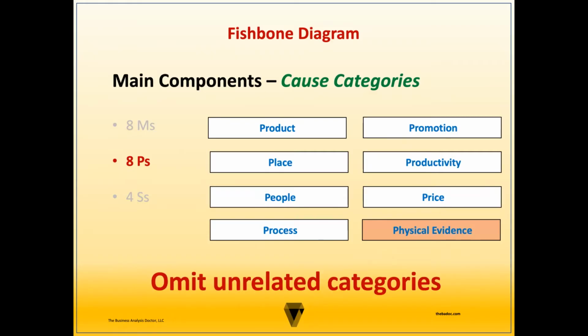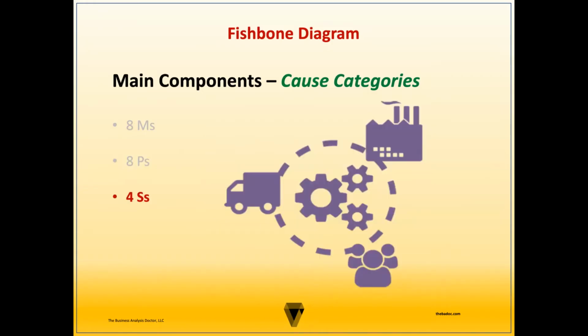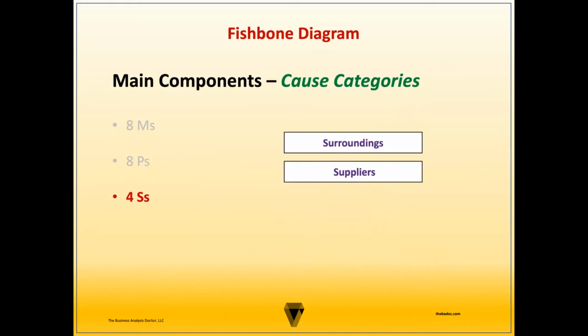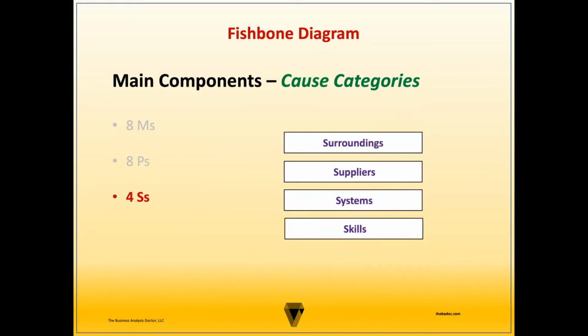One note about the 8Ms and 8Ps methods is that some of the categories can be removed from the fishbone diagram if they're not applicable. Then there's the 4Ss. This approach is used in industries where external factors and relationships play a significant role, for example, supply chain management or retail. The 4Ss categories include surroundings, suppliers, systems, and skills.